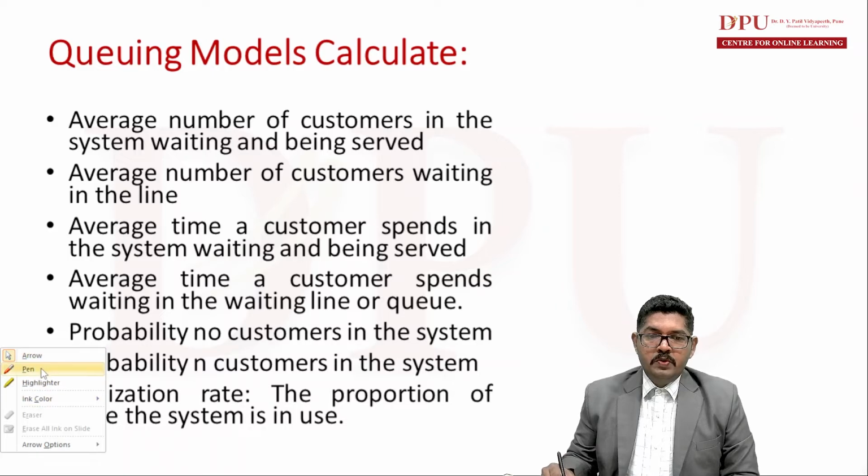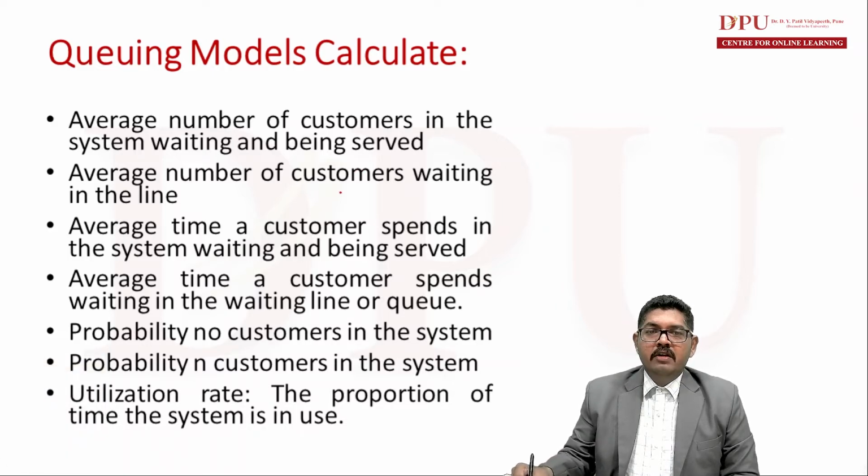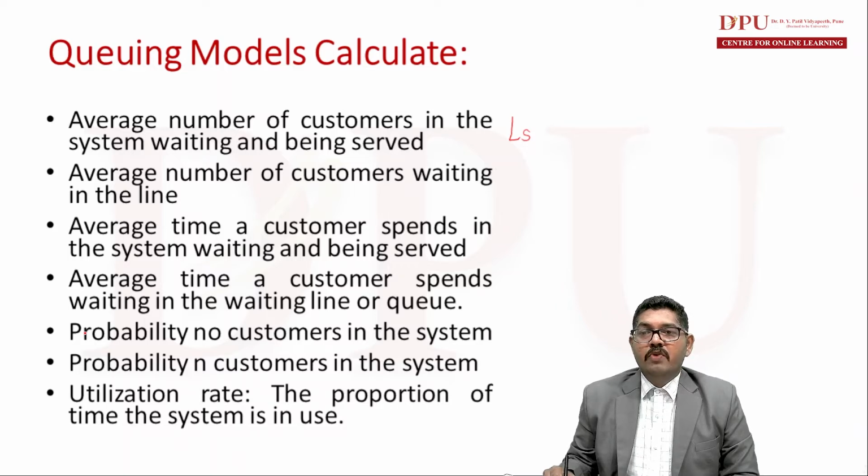So average number of customers in the system is denoted by LS, length of system. This means how many customers are there in the system. This includes the number of customers who are in the queue as well as the number of customers who are being served by the server. Then this is LQ, average number of customers waiting in the line, so the number of customers waiting in the queue only. So LS is greater than LQ because LS includes the number of customers who are being served along with LQ.